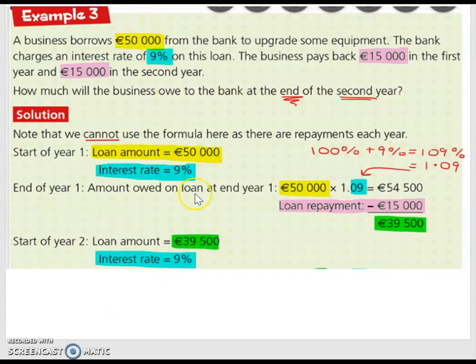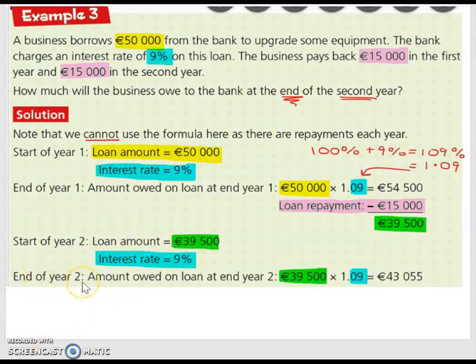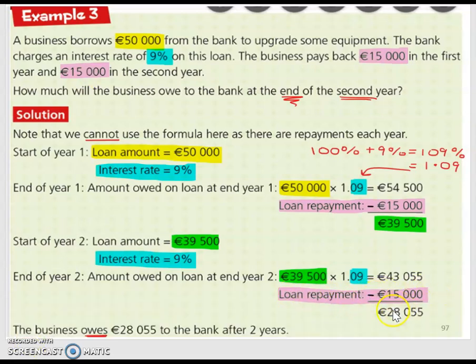It's no longer 50,000 because, first of all, interest has been gained on it, but they've also made a repayment. So this is our new principal amount. The interest rate, however, has not changed. It's still 9%. So the amount owed on the loan at the end of year 2 is going to be €39,500 multiplied by 1.09, which gives us €43,055. Now we're going to have to subtract the other €15,000 that it said in the question that they would pay back at the end of the second year. So taking away the loan repayment of €15,000, we're left with €28,055. So the business owes €28,055 to the bank at the end of 2 years.